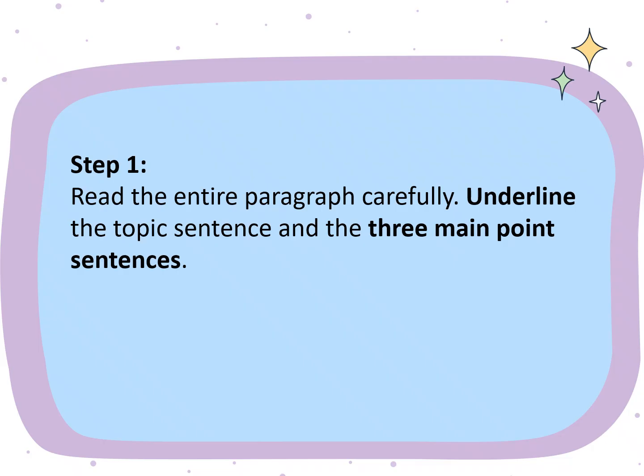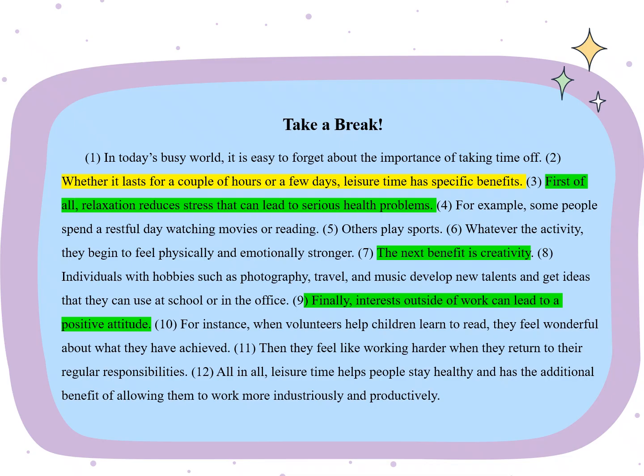Or in some paragraphs, there are four main point sentences. In some paragraphs, there are probably more main point sentences. But here, we have three main point sentences in our example. This is the example. This is a paragraph. And we need to write a summary for this paragraph. Let's do the first step. Find the topic sentence, underline the topic sentence, and the three main point sentences.